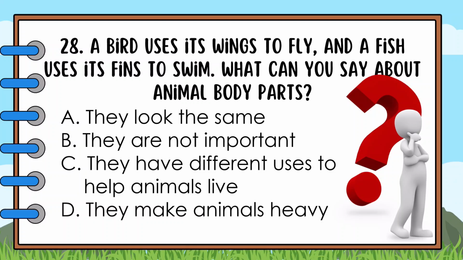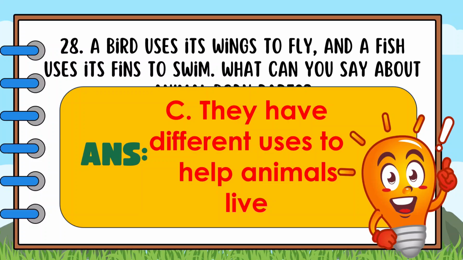A bird uses its wings to fly, and the fish uses its fins to swim. What can you say about animals' body parts? A. They look the same. B. They are not important. C. They have different uses to help animals live. Or D. They make animals heavy. The answer is C. They have different uses to help animals live.